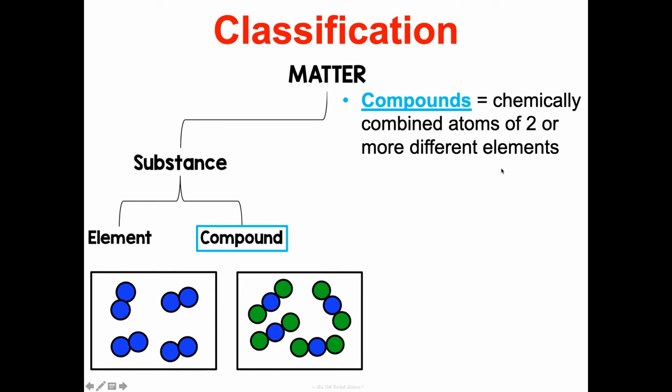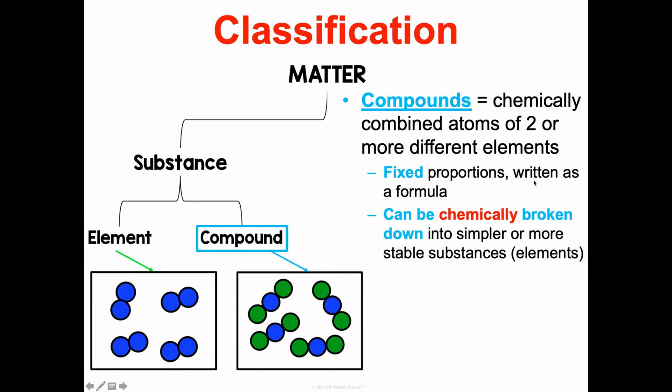They're chemically combined atoms of 2 or more different elements. We've already written that down. This is an element, what it would look like. This is what a compound would look like. And it's got that fixed proportion written as a chemical formula.